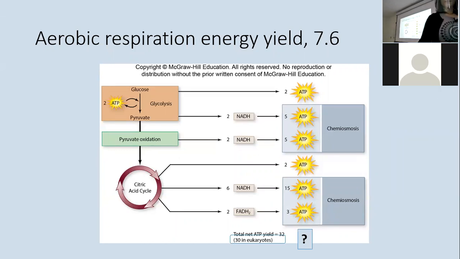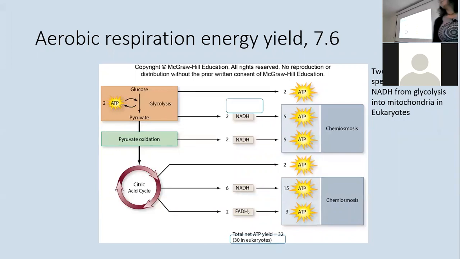Because our cells have membranes. And so to get these 2 NADH that we made into the mitochondria, we have to spend a couple ATP to get them across the membrane, right? But in prokaryotes, which don't have membranes they have to pass things through, they don't need to worry about that. So in us, we net 30 ATP total, right? So for every glucose molecule your body breaks down, it makes 30 ATP, basically.